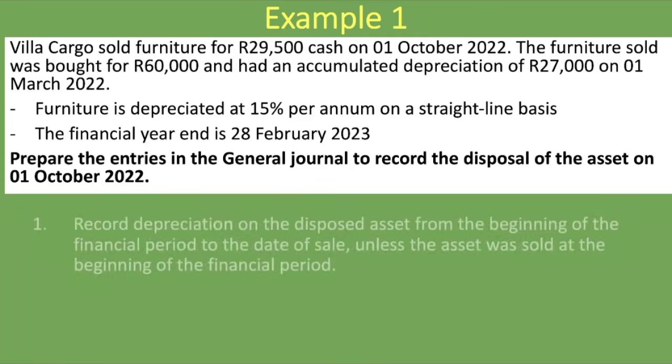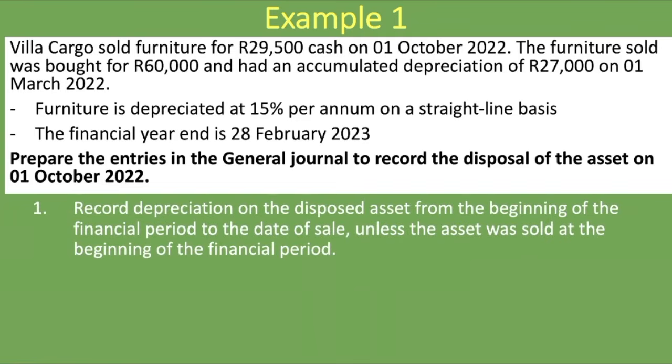Okay, so here's the first step. Record depreciation on the disposed asset from the beginning of the financial period, i.e. the 1st of March 2022 to the date of sale, which is the 1st of October 2022, unless the asset was sold at the beginning of the financial period. So we know for a fact this asset was not sold at the beginning of the financial period. If that were the case, we would have been told it was sold on the 1st of March 2022. But that's not the case, so we'll still have to calculate our depreciation.